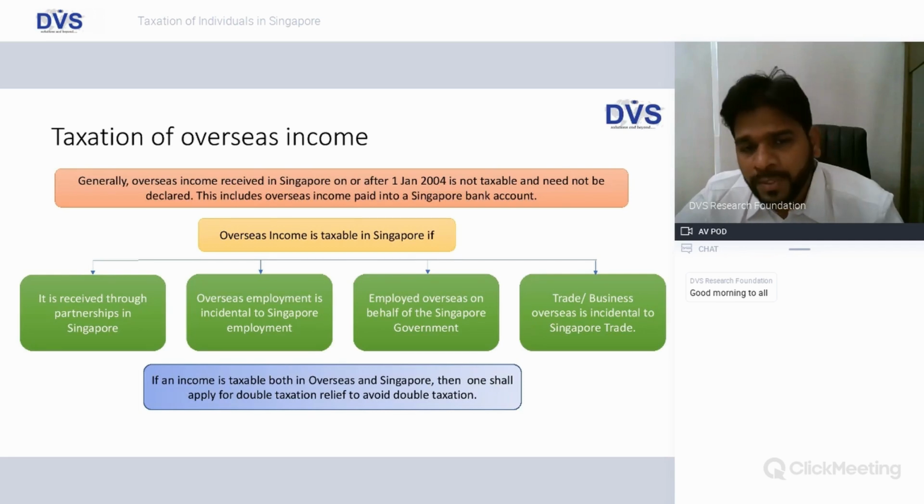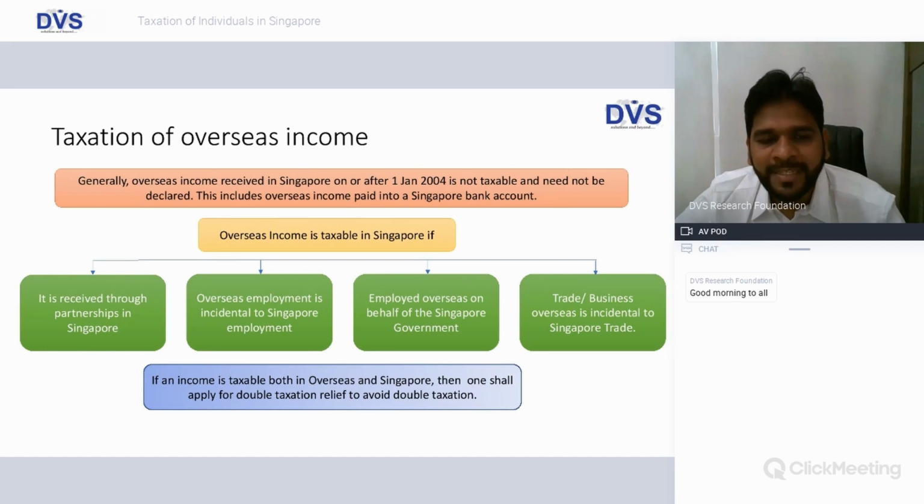To look into what overseas income will be taxable in Singapore, there are a few conditions. The first is that it's received through partnerships in Singapore. So a Singapore partner gets income from overseas because of his partnership in a Singapore company. This income's main source is a Singapore partnership, so it will be treated as income in Singapore and is taxable.